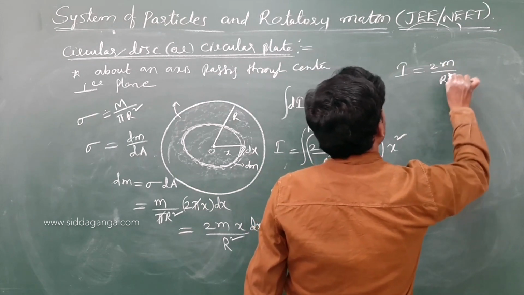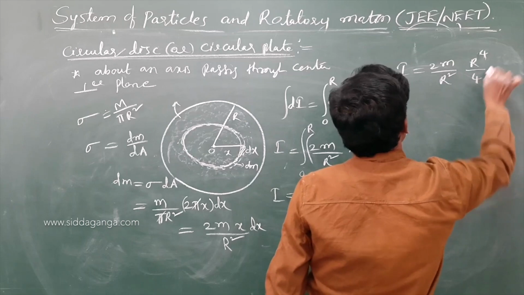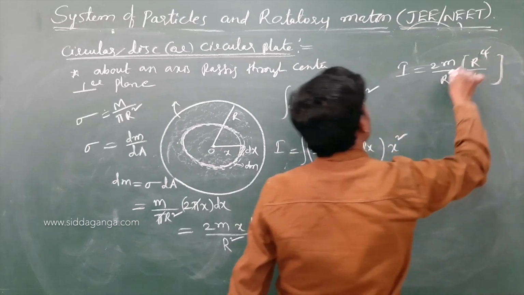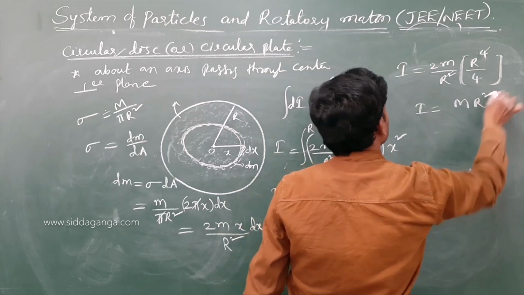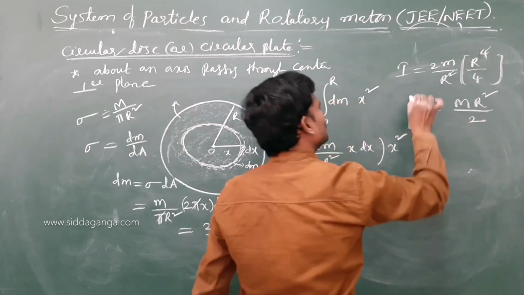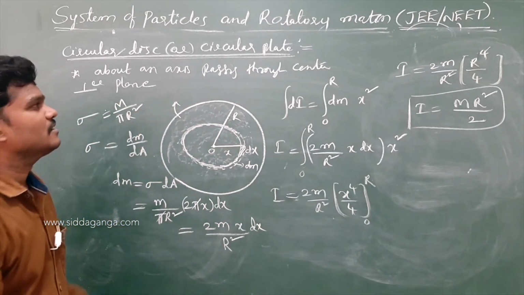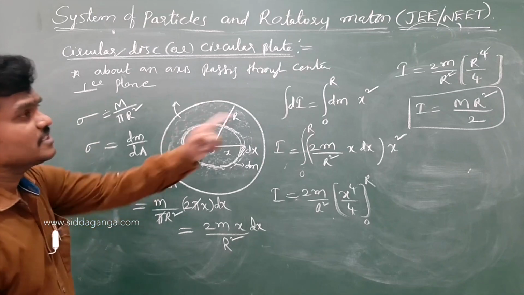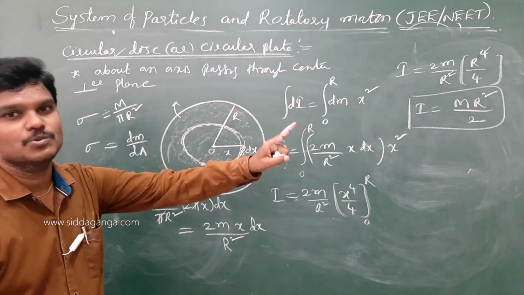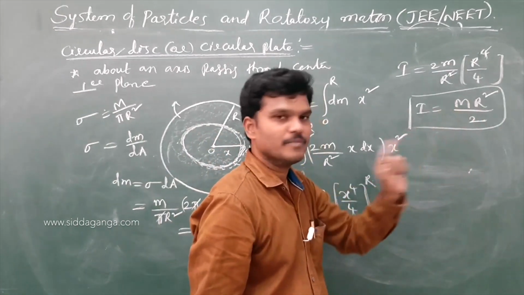2m by r square, this is r power 4 by 4. Then we are getting moment of inertia as mr square by 2, half of the ring. So the moment of inertia of the circular disc passing through the center perpendicular to the plane of the disc is mr square by 2. Keep this formula in mind especially.